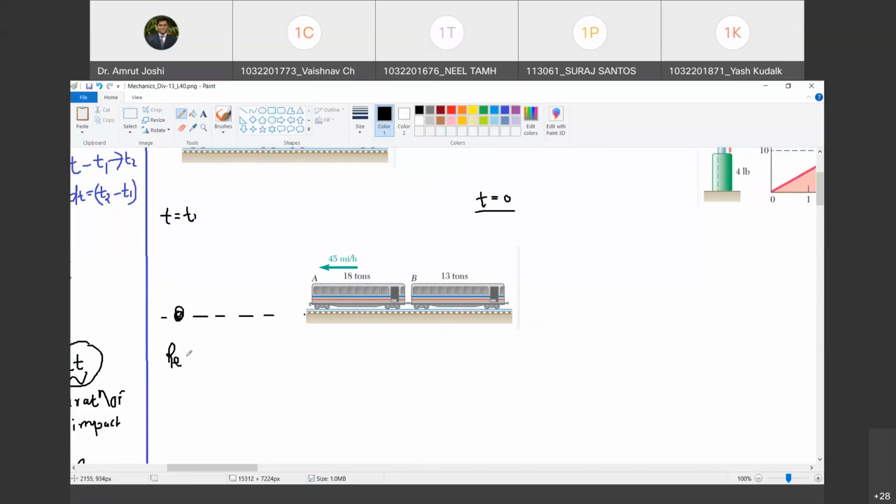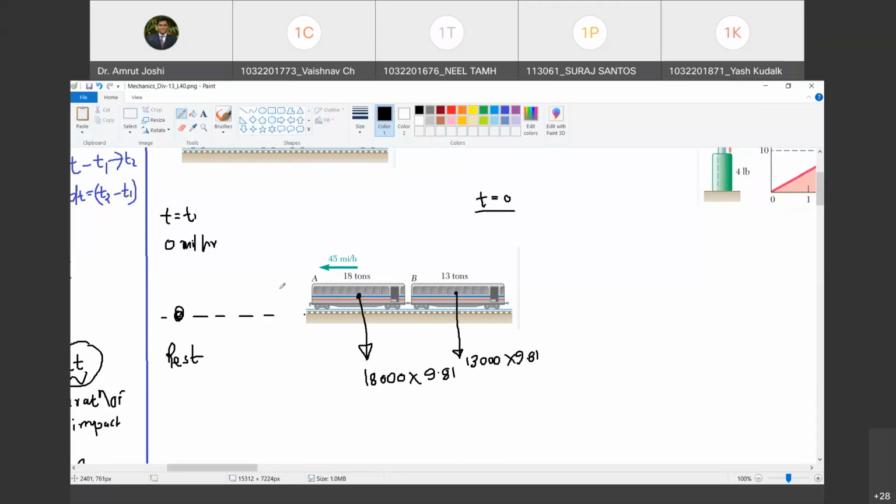So both these cars, their speeds would have been reduced to 0 miles per hour at this time. Happy? Now let us draw the free body diagram. 18 tons means how many kgs? 18,000 kg. So 18,000 kg into 9.81 is the force acting on these cars. Then here 13,000 kg multiplied by 9.81.